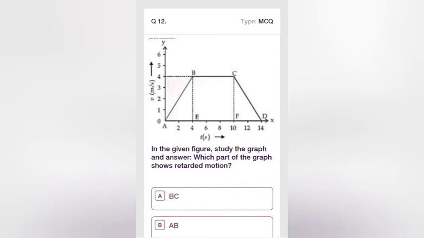In the given figure, study the graph and answer which part of the graph shows retarded motion. Just now I explained, this represents retarded motion. That means the speed is decreasing. The velocity is decreasing. Therefore CD will be the correct answer. Option C.